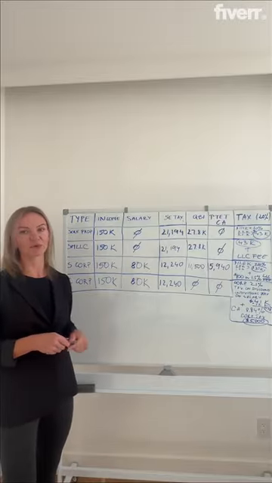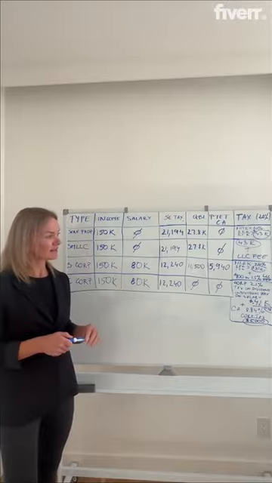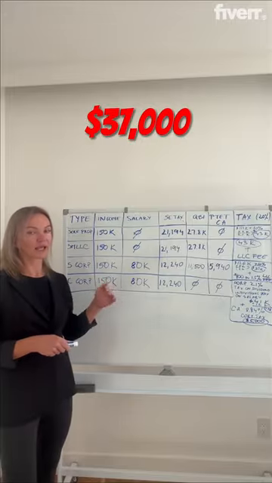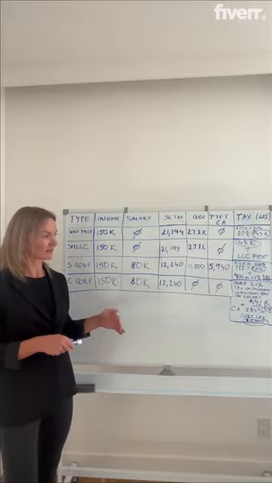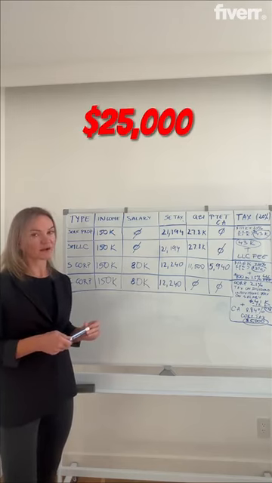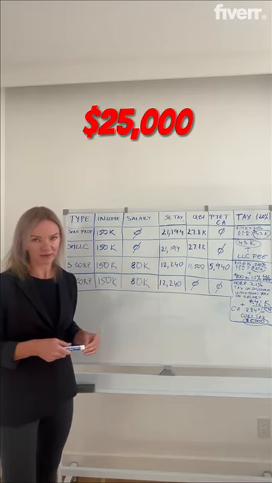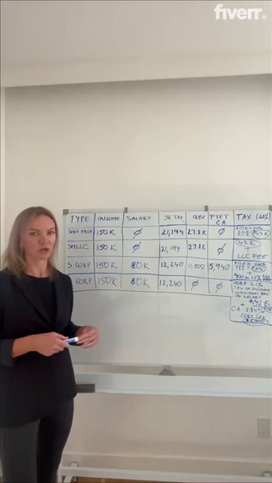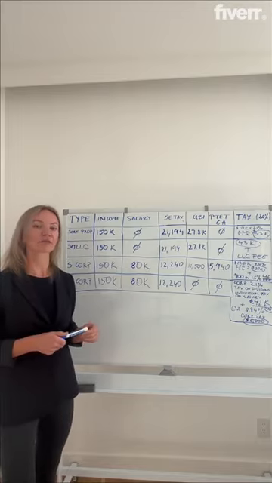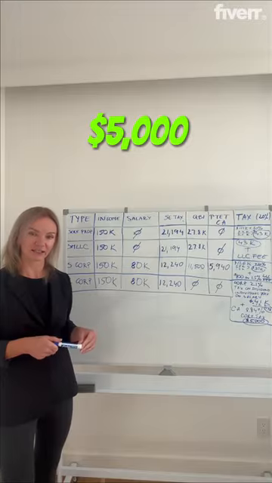So in the example of the S-Corporation, the net tax is $37,000. You're paying more in income taxes. You're paying a 20% effective tax rate, about $25,000, but your self-employment tax is much lower. Soup to nuts, on the same amount of money, we're looking at about $5,000 of savings here.